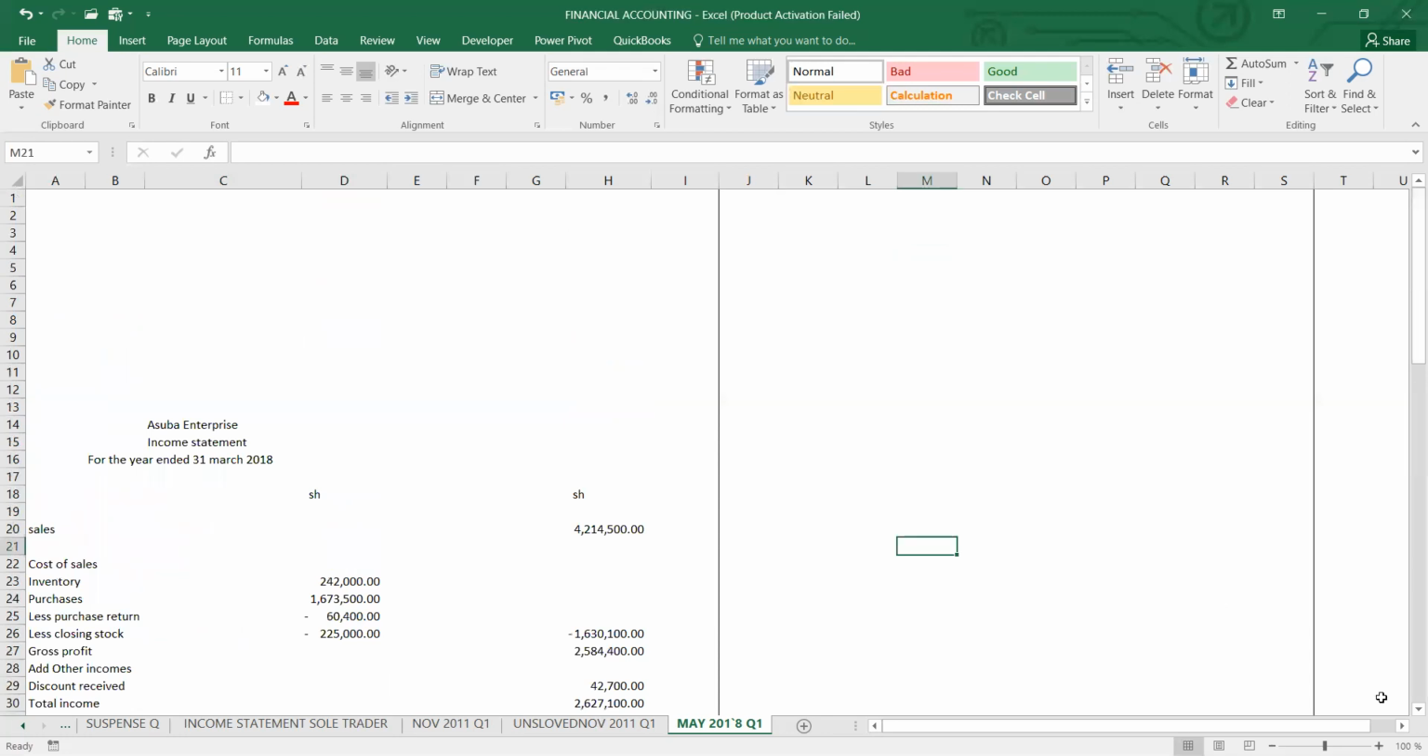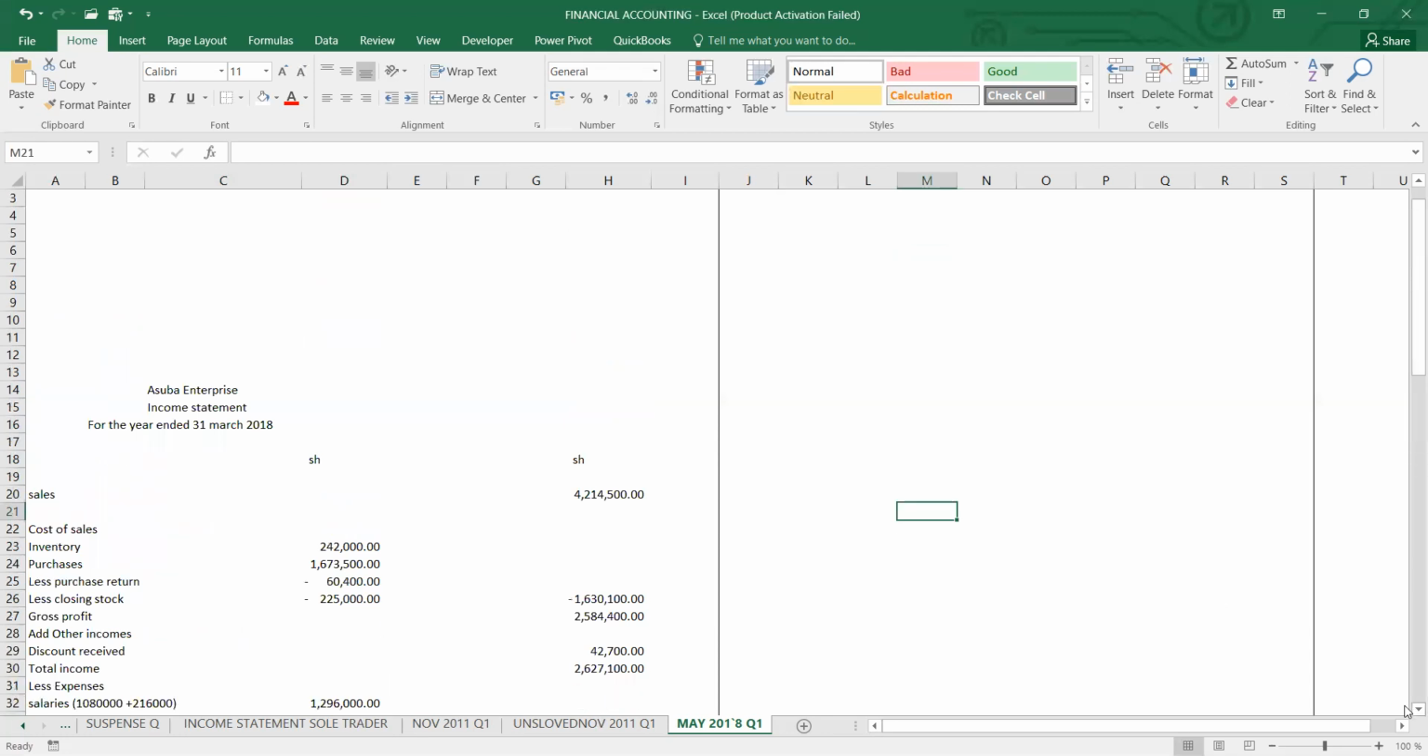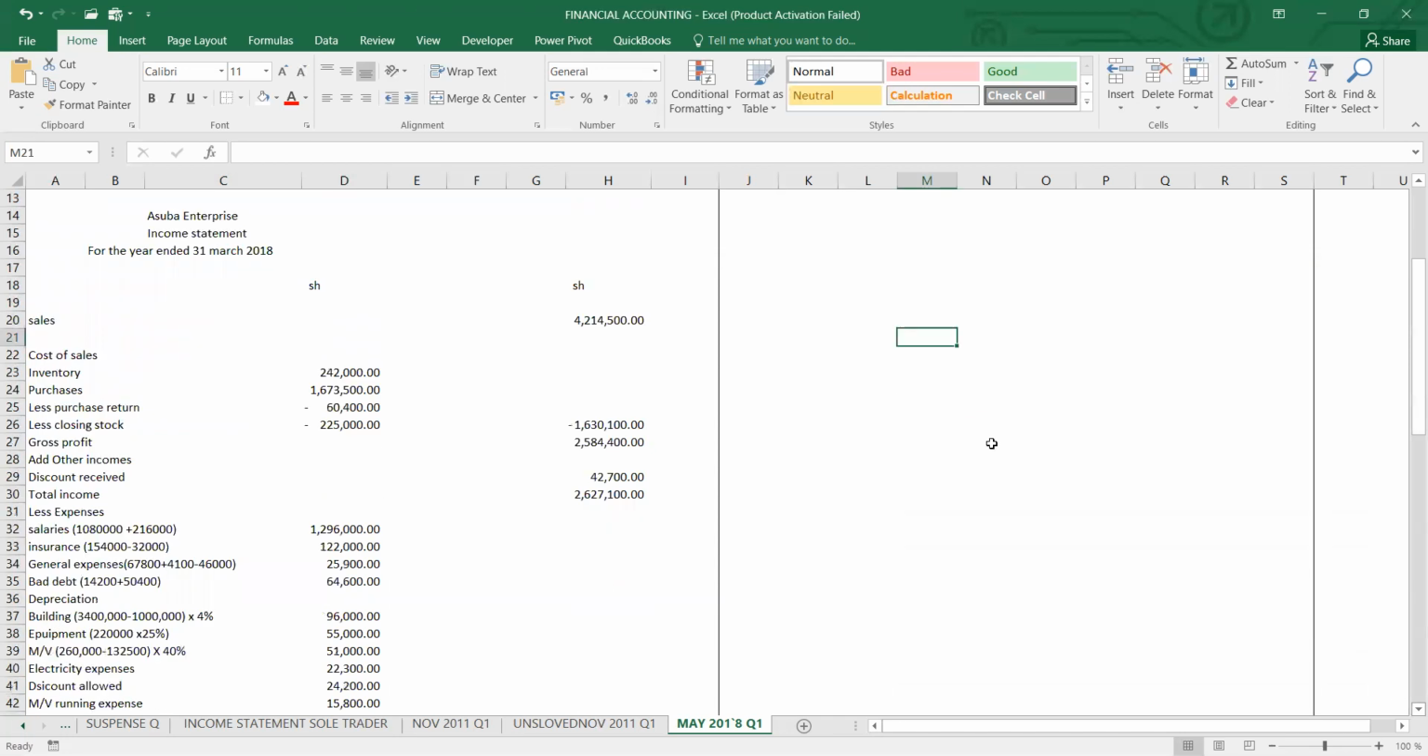Okay, so let's now do the balance sheet. It is the Super Enterprise. Balance sheet as at 1st March 2018.